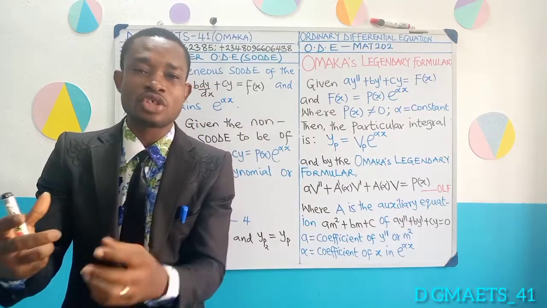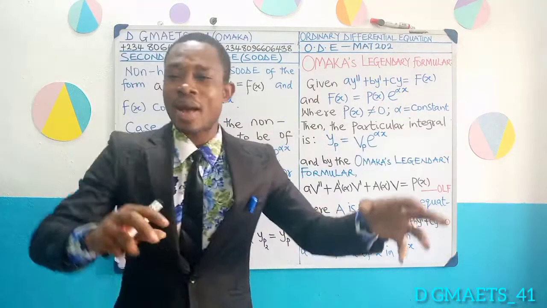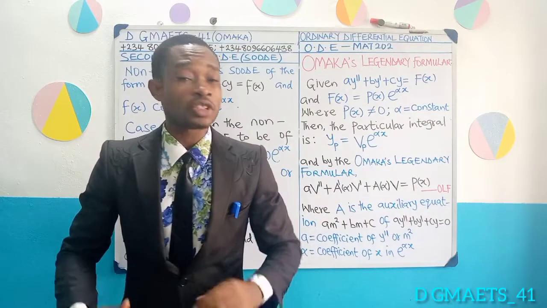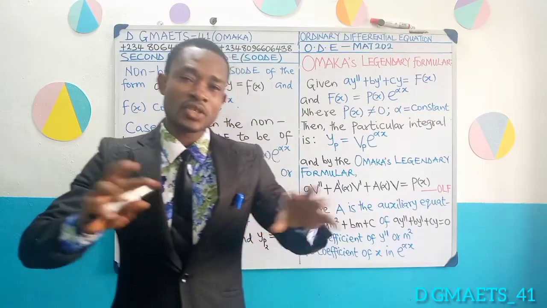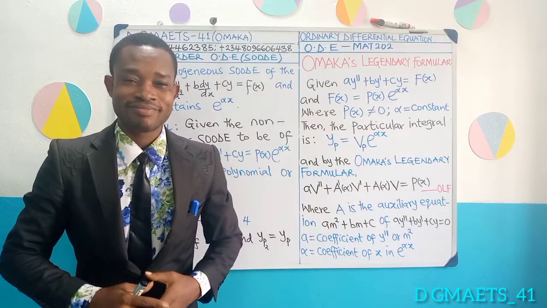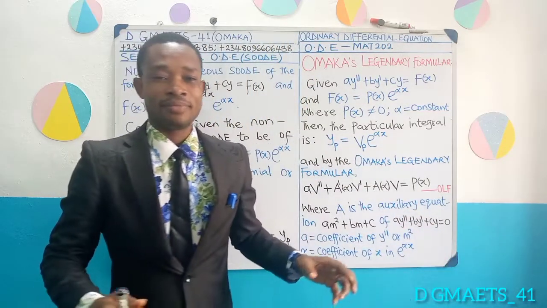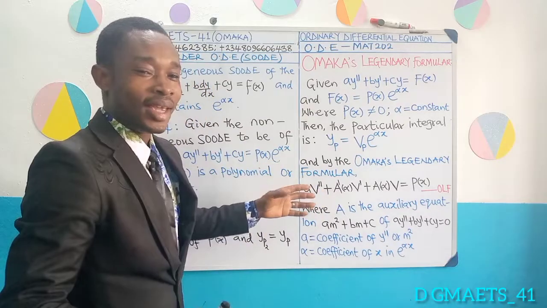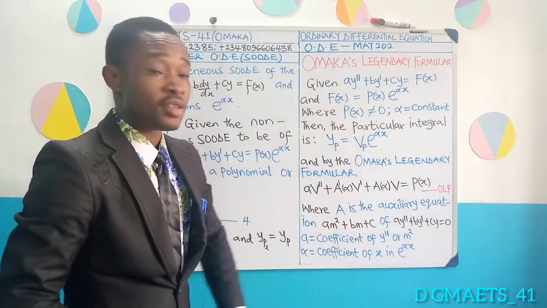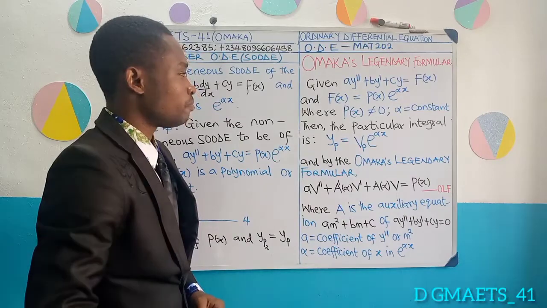This exponential term in the f of x appeared in the complementary function, so what do I do? You really don't need to stress yourself on that anymore. What is the OMAKA's legendary formula all about? Please come along with me as we go through the analysis of it on the board here.